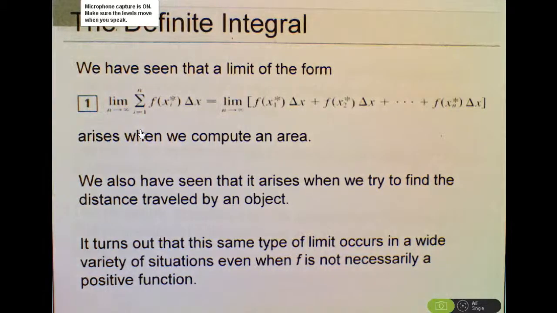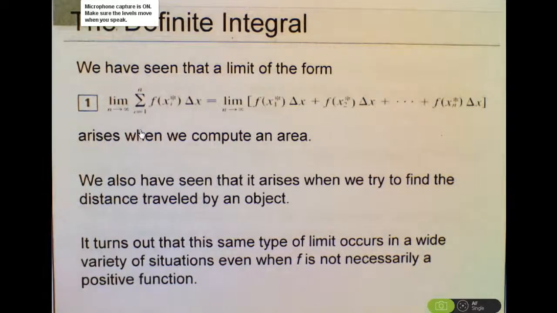So we have for this section 5.2, the definite integral. We are going to define what an integral is. But let's just go back to the previous section.